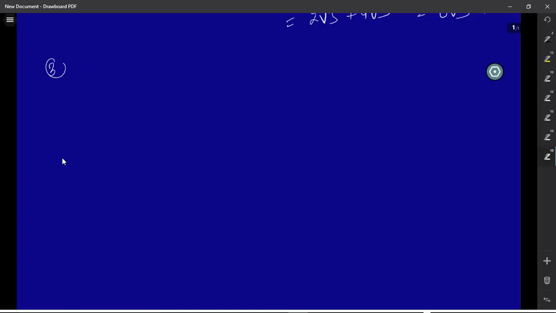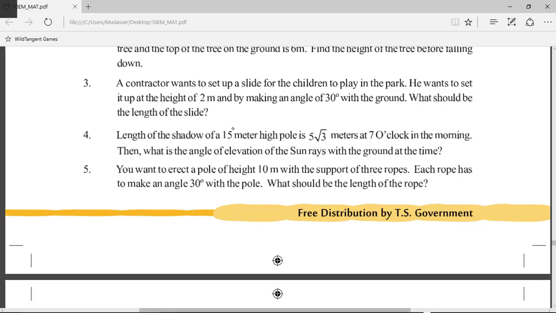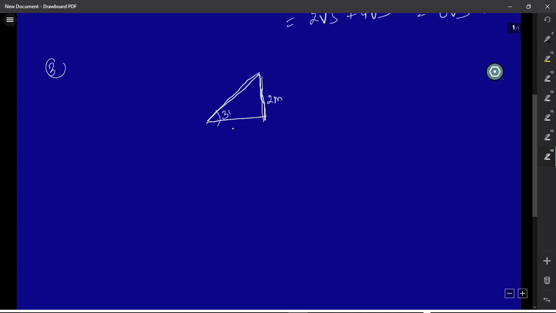See, this is simple. This guy is saying that he wants to set up a slide here, a slide like this, and he wants to set up the slide at a height of 2 meters. So this height is 2 meters. The height of the slide is 2 meters, and this slide is making an angle 30 degrees with the ground. This is my slide, right? Let me just name this. This becomes a right angle triangle.